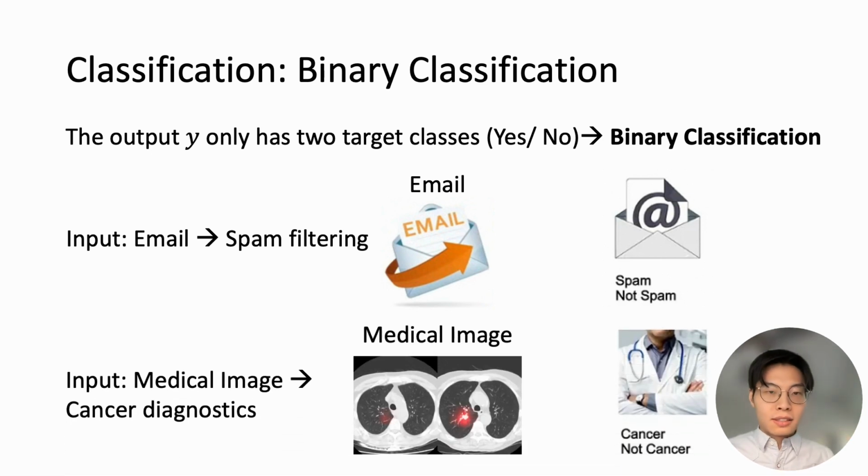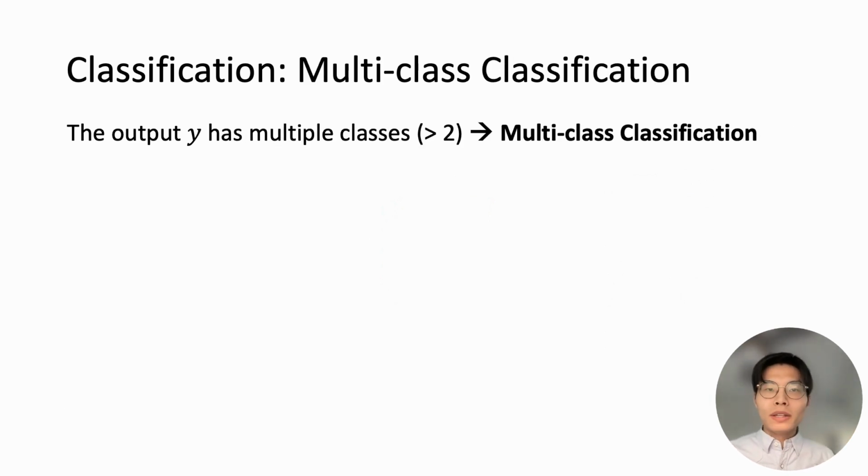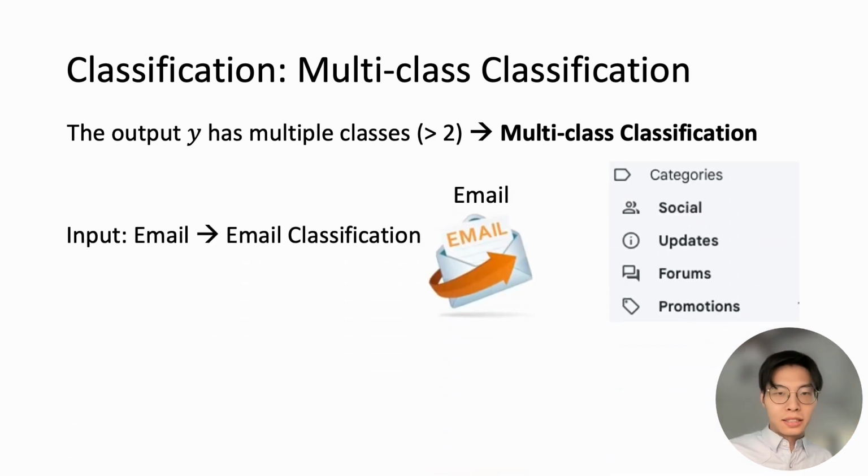Cancer diagnostics take the medical image as the input and determine whether the patient has cancer or not. When the output has more than two classes, we call it multi-class classification. For example, Gmail not only classifies whether the email is spam or not, but also categorizes the email into social, updates, forms, and promotions. Then it needs to formulate the problem into a multi-class classification.